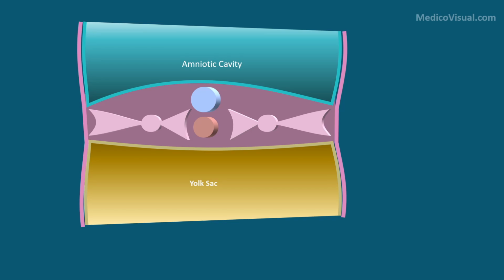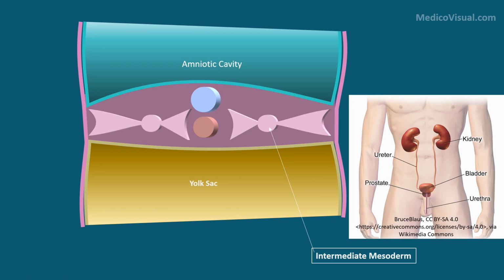So this was about the paraxial mesoderm. In summary, this paraxial mesoderm is ultimately segmented into somites, and each of the somites is further divided into dermatome, myotome and sclerotome. Then lateral to this paraxial mesoderm is the intermediate mesoderm, which forms the urogenital system that we will see later. And finally, let's talk about the lateral plate mesoderm, which is the most lateral part of the intraembryonic mesoderm.